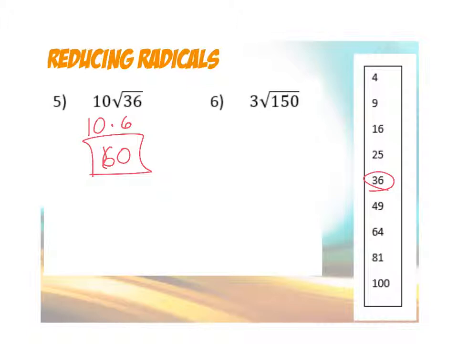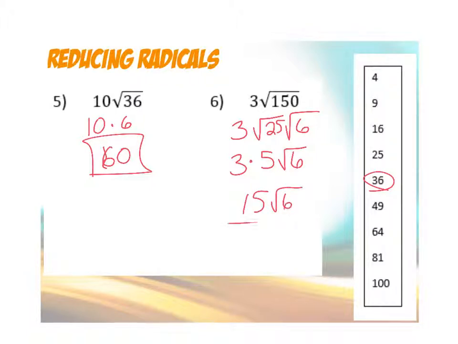Not so lucky on this one. I'm back to figuring out what would go into 150, and I think I'm going to go with 25. And that goes in there 6 times. The square root of 25 will come out nice. The square root of 6 stays put.